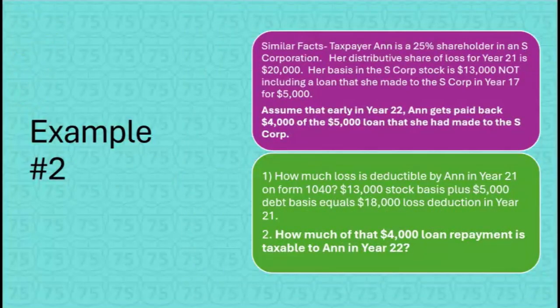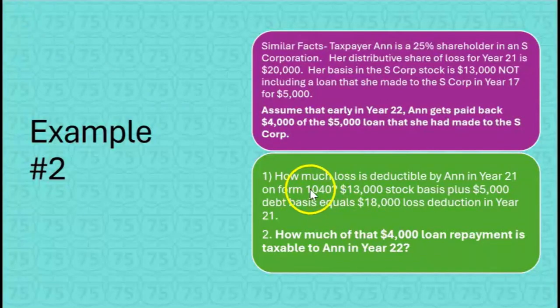All right, example 2 now, similar facts. Taxpayer Ann is a 25% shareholder in an S Corp. Her distributive share of loss for year 21 is $20,000. Her basis in the S Corp stock, $13,000, not including a loan that she made to the S Corp in year 17 for $5,000. So all that's the same. Here's what's new. Assume that early in year 22, Ann gets paid back $4,000 of the $5,000 loan that she previously made to the S Corp.